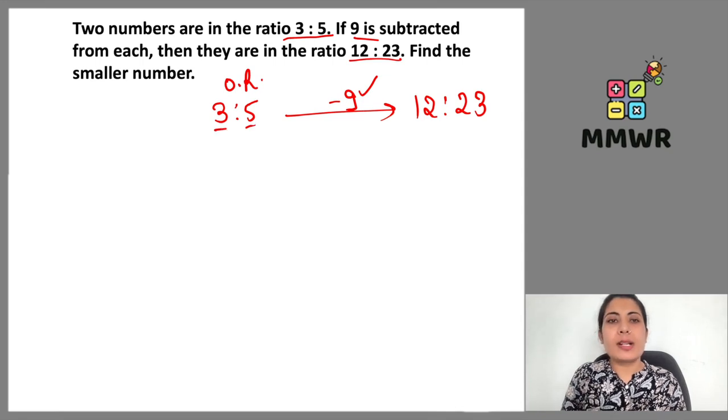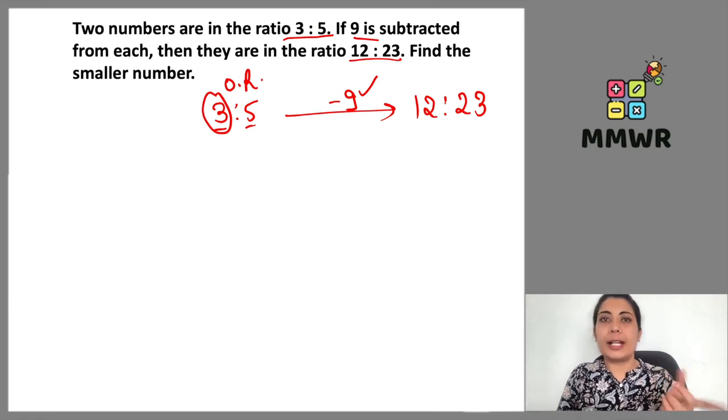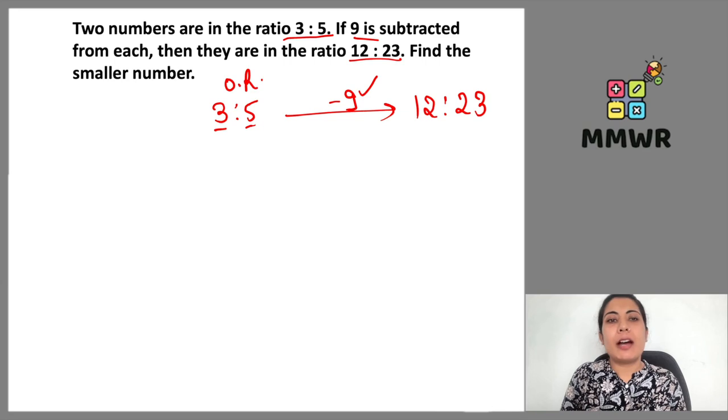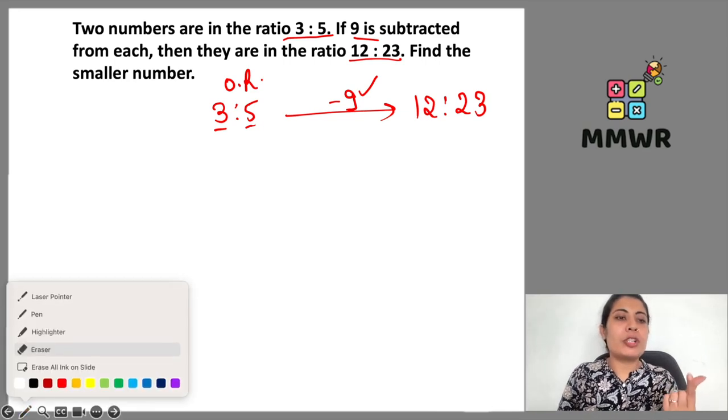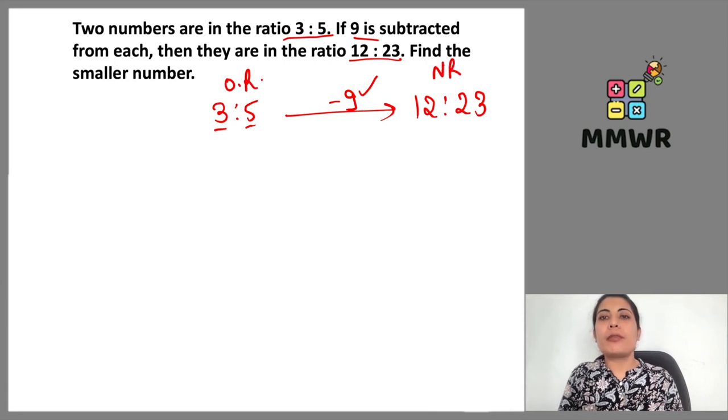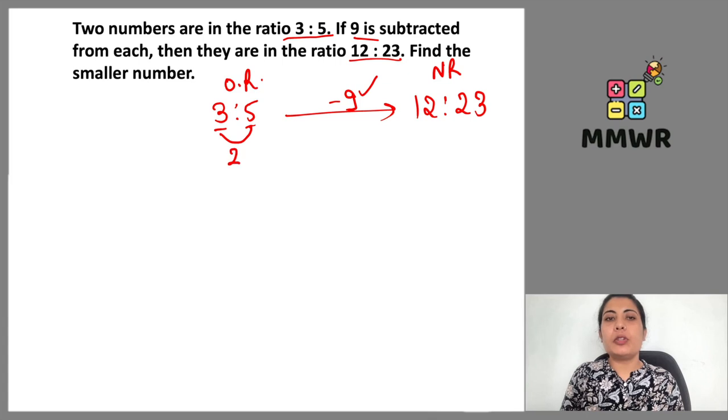So of the two, of course the smaller one is this one. So 3 I have to multiply by what? For that I have to balance everything. The difference should be the same. After moving from the original ratio's first value, the new ratio's first value should have the difference of 9. Everything I have to check now. 3 to 5 I have the difference of 2, and 12 to 23 the difference is 11. So I can see the difference is not the same. That means I have to make it same.